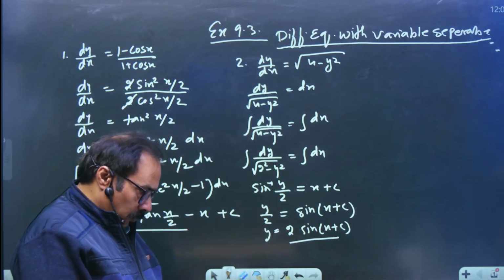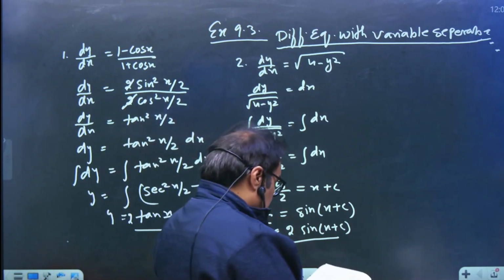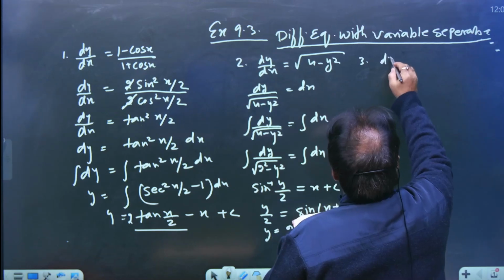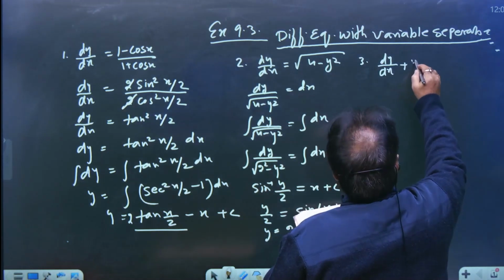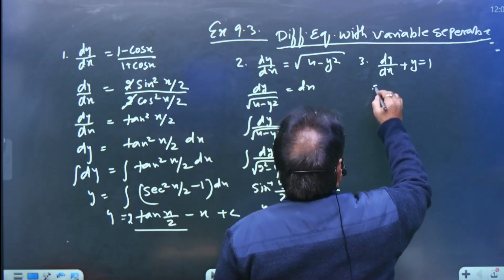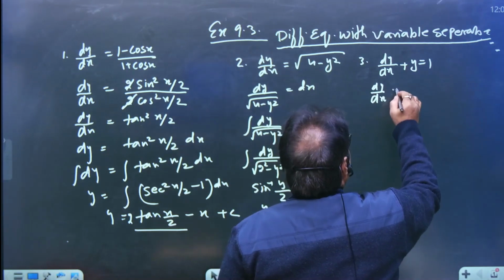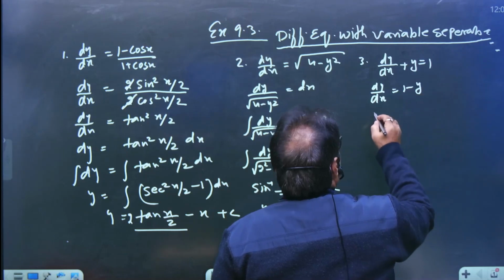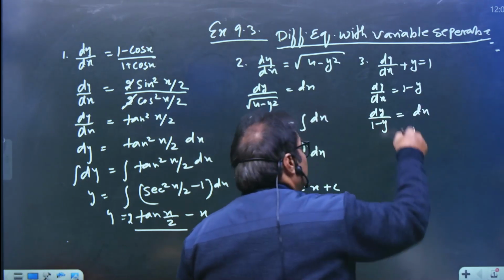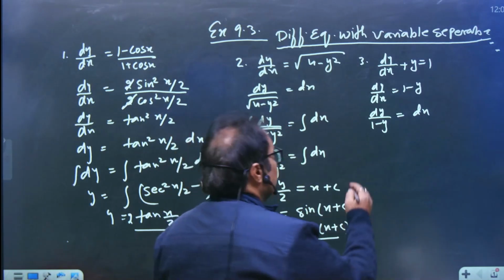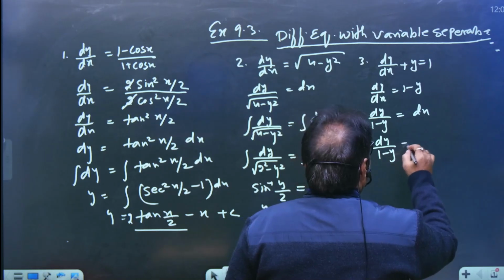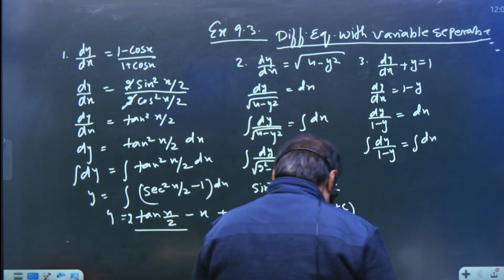number 2. Okay. Now the third question is question number 3, that is dy upon dx plus y is equals to 1. So apply the variable separable. So this can be written as dy by dx is equals to 1 minus y. So dy upon 1 minus y is equals to dx. Okay. Now the variable is separated. So integrating on both the sides. Integration of dy upon 1 minus y is equals to integration of dx.